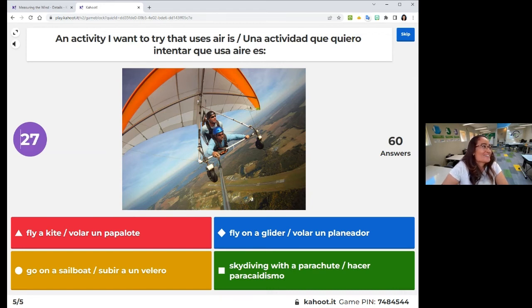Okay, here's the vote. I want to see what everyone's thinking for this. What activity do you want to try that uses air? You want to go fly a kite? Would you want to go on a sailboat? I think that might be my speed. Fly on a glider, like in the picture? Or do you want to try skydiving with the parachute? Oh, that's crazy. I see a lot of the parachutists near my home every weekend. I don't know how they do it.